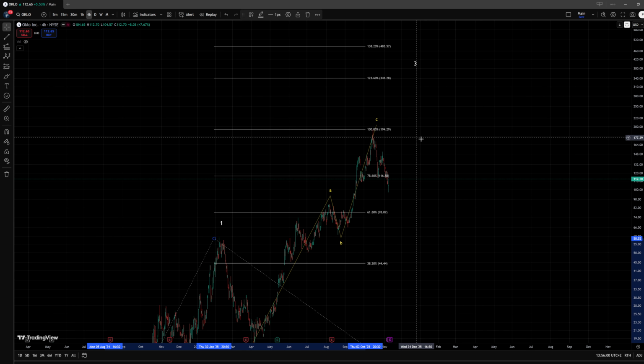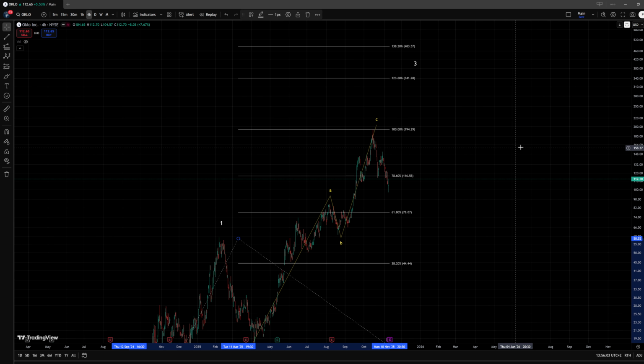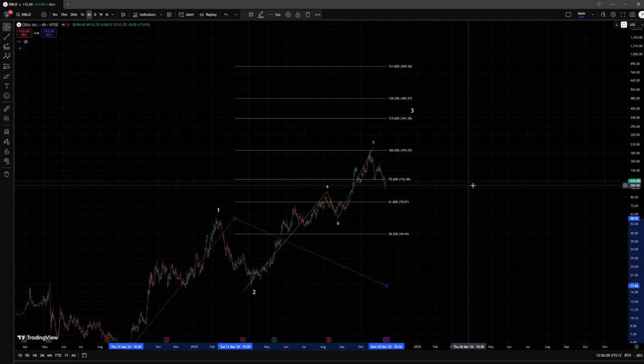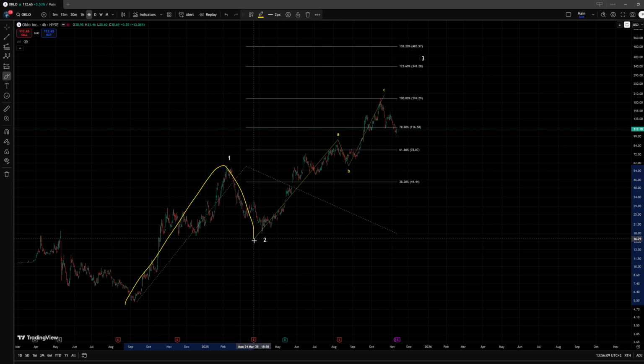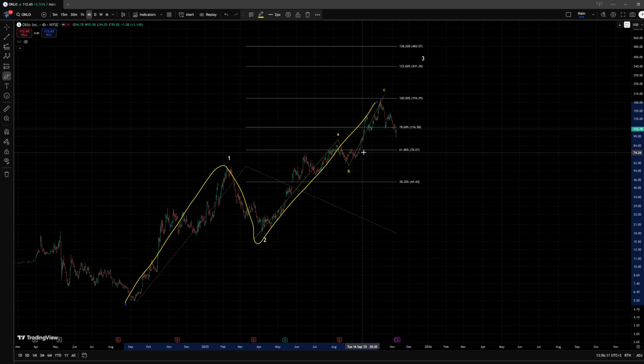So far we have only gotten really to the 100% extension, which is a bit of a warning sign. I could consider this larger structure to be something like a WXY, in which case this would be a full pattern, it would be complete, and we should be prepared for much further extensions to the downside in terms of a more bearish interpretation of the chart.